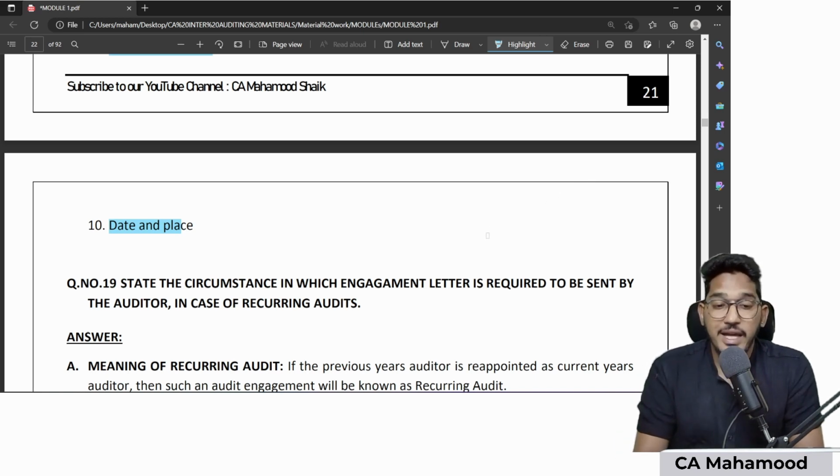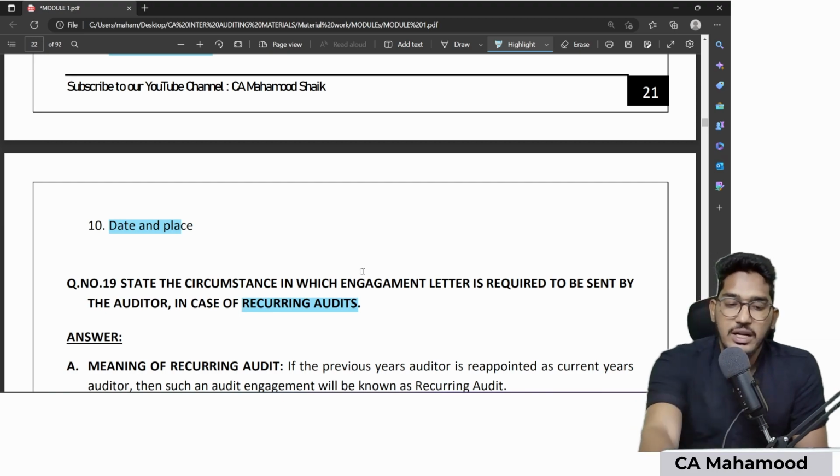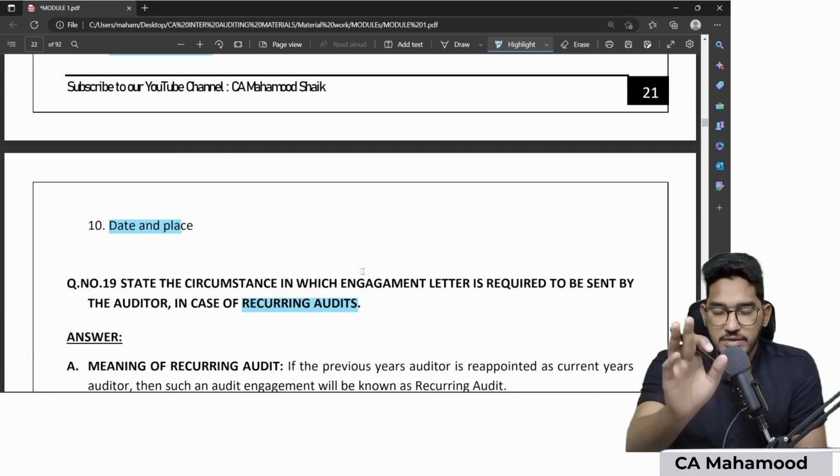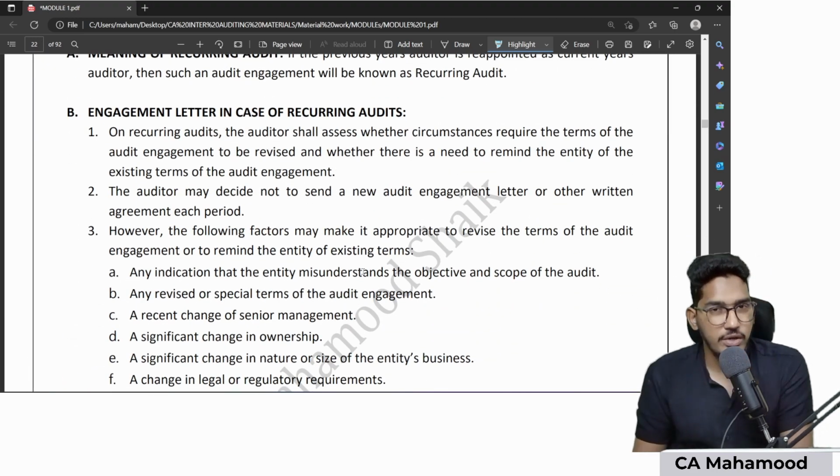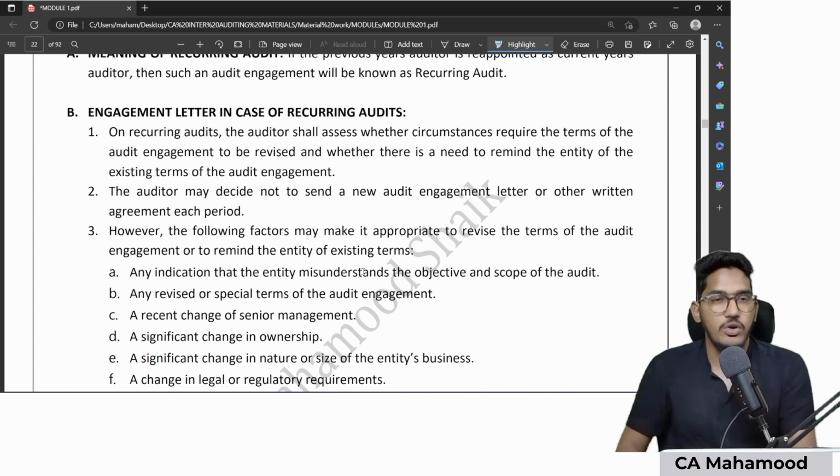Requirement of engagement letter in the case of recurring audits. First, we need to understand the meaning of recurring audit. Recurring audit means if last year's auditor is also appointed as current year auditor, that audit assignment we call a recurring audit. Last year's auditor is appointed as current year auditor, then we call that assignment a recurring audit.